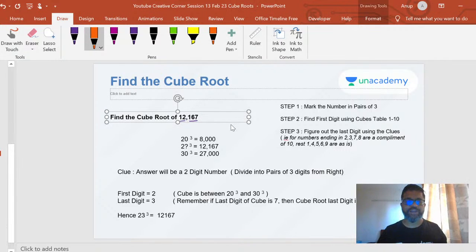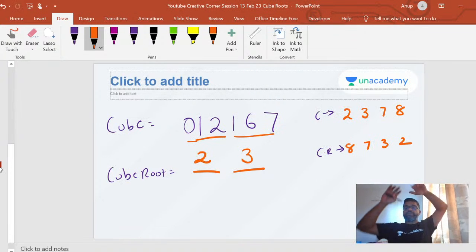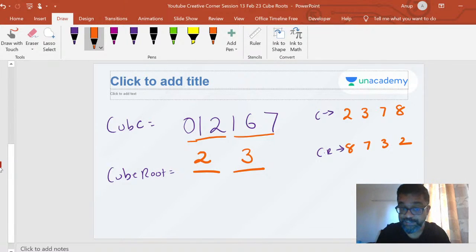That is why I tend to find the last digit first, because in some competitive exams you might get 3 or 4 choices. Cube root might be a part of the problem, but in some exams there might be a problem of cube root directly. So if you get the last digit first, who knows, you might be able to eliminate a lot of choices faster.